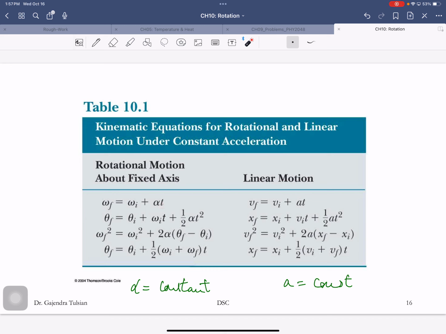So for every equation that you've seen here, if you do the following replacement, replacing x by theta, v by omega, and a by alpha, you can go from here to there. With this replacement, every equation you had for linear motion gives you the corresponding equation for angular motion. Like I said, those motions are related, and so you get the same equations.